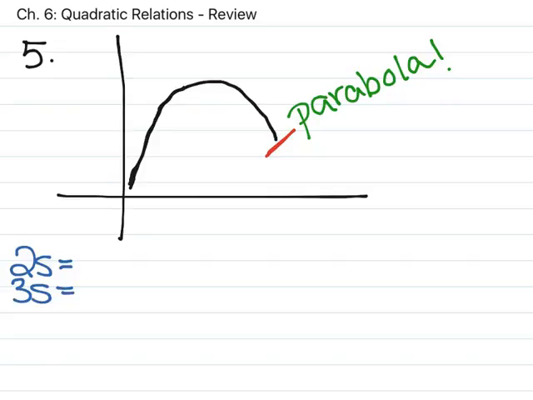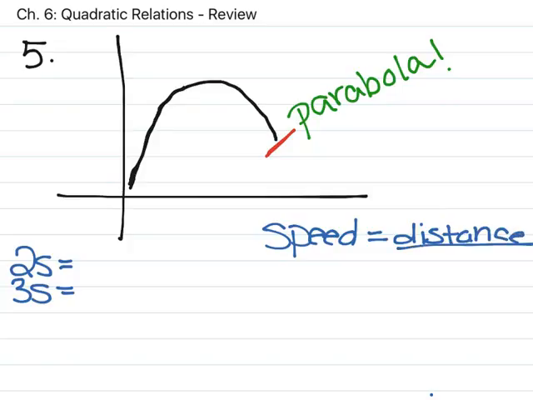So here, we want to find the speed. If we know how fast the arrow is going, then we can figure out what distance it is at the various points. So speed is distance divided by time.